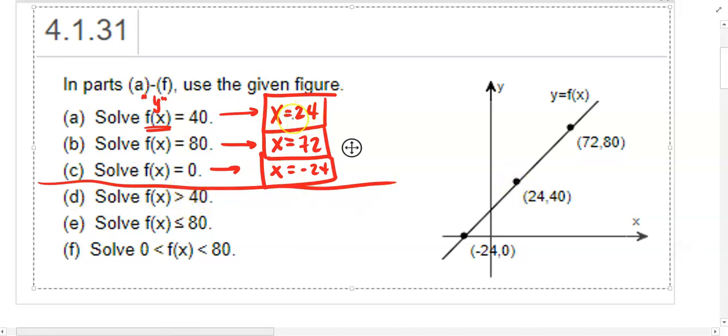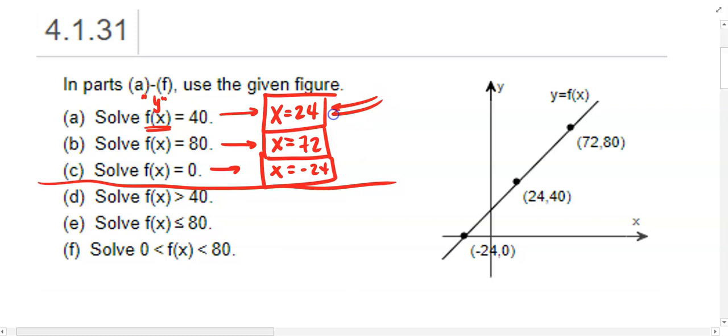Well, we know that the function equaled 40 when x was equal to 24. So now we need to shift our perspective a little bit. When will the function values be greater than 40? Well, the function values again exist on our y-axis, and if I'm looking at this portion of the graph, this is the section of the graph where our function values are going to be greater than 40.